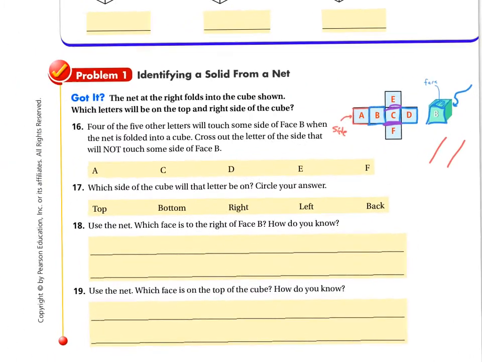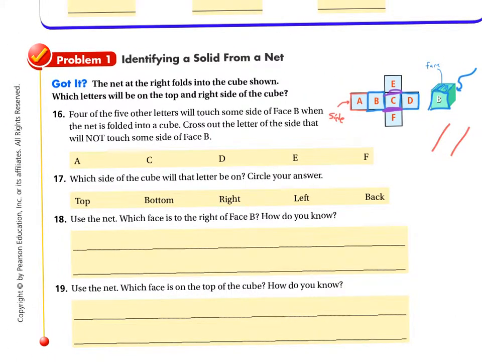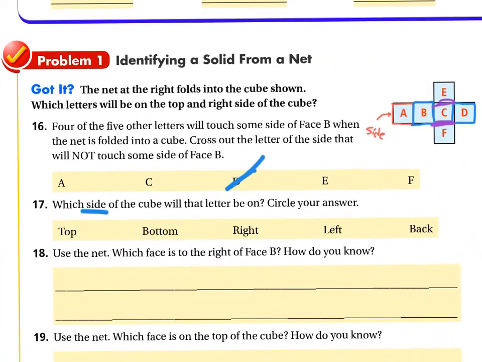All right, continuing on here, so that would be my D here. Cross out the letter. Which side of the cube will that letter be on? Is it going to be top, bottom, right, left, or back in class? Where is D going to be? Back. So indeed it does go to the back.